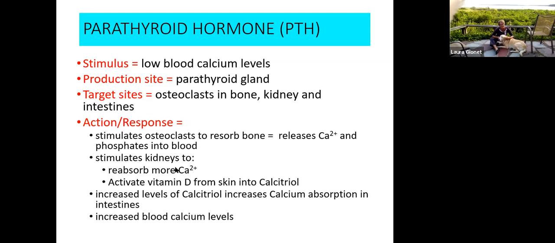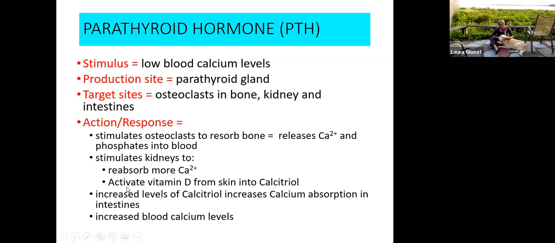Right? It stimulates the kidneys to, one, resorb more calcium that's passing through there, because if we're forming urine, that eventually is going to be just eliminated from the body. If it has calcium in there, why pee it away if we could use it, if we need it? So you're going to reabsorb calcium, if there is any, that's passing through the kidneys essentially, and put it in the blood.